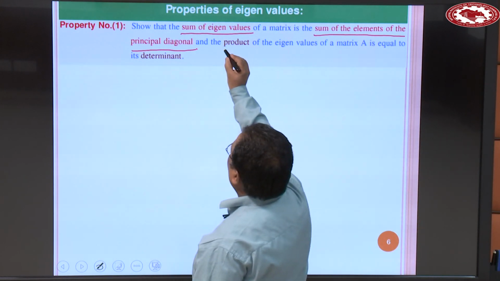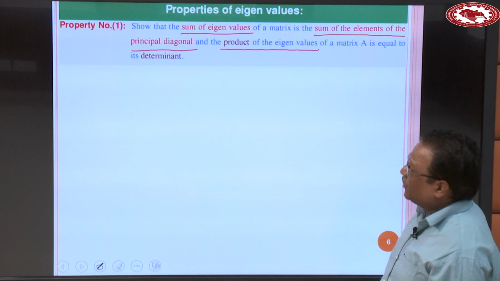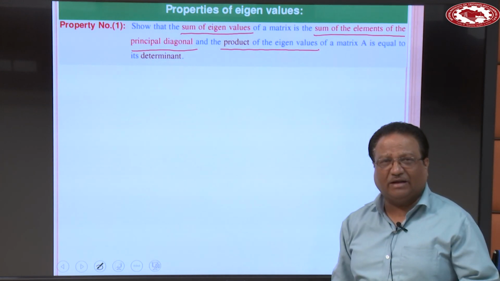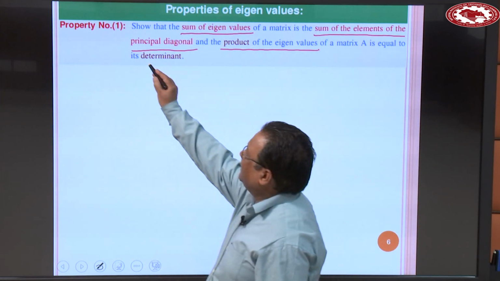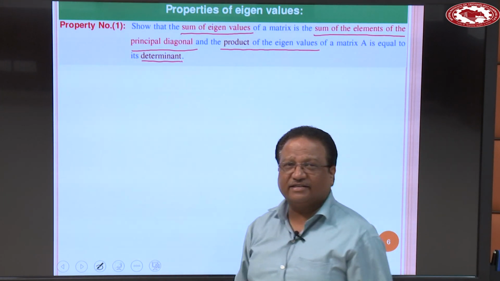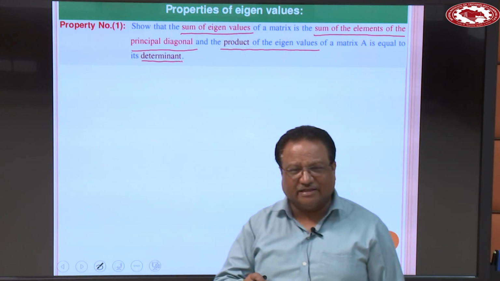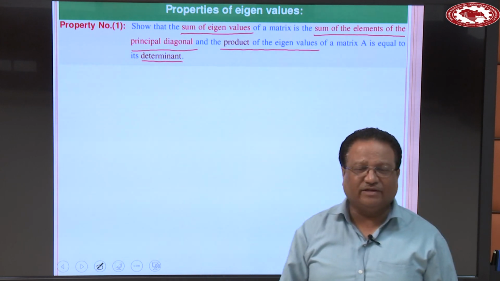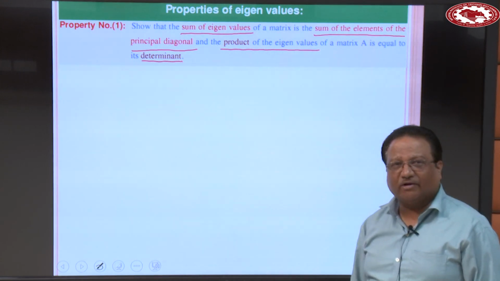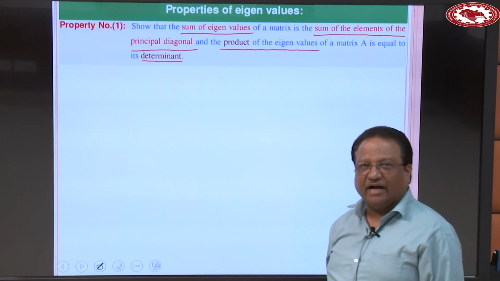And second part: the product of the eigenvalues of a matrix A, product means lambda 1 into lambda 2 into lambda 3. That is equal to its determinant. Very interesting, its determinant. इसका मतलब lambda 1, lambda 2, lambda 3 is definitely equal to determinant of A. So we have to prove this type of important verification of these eigenvalues.